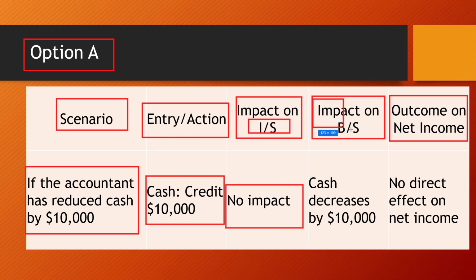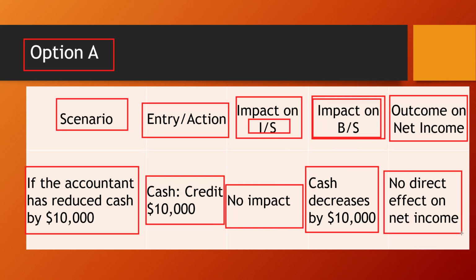What will be the impact on the balance sheet? Cash will be decreased by $10,000. Will it have any direct impact on the income statement? There is no direct effect due to this entry because it's a balance sheet item. Why am I explaining everything line by line? Because in the exam, if they ask something in a different way, you should be able to answer the question. Okay.